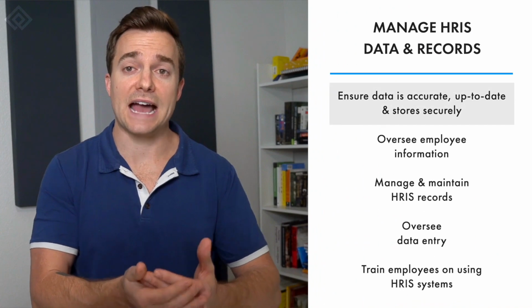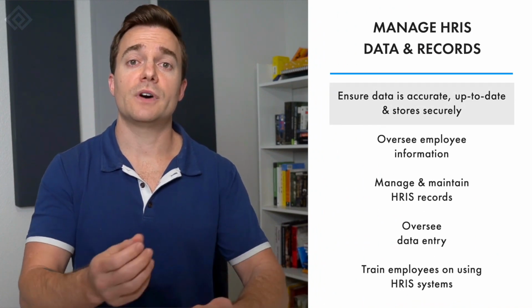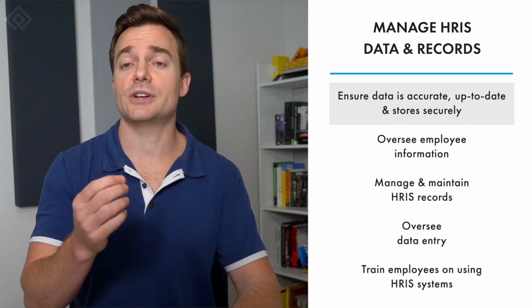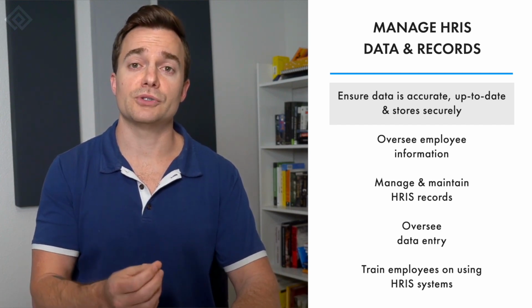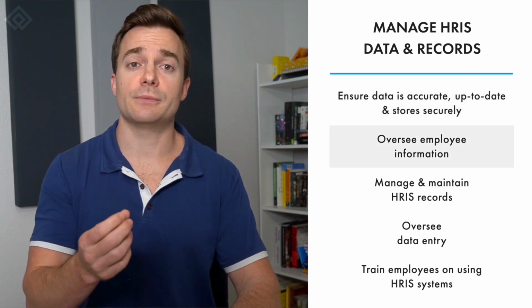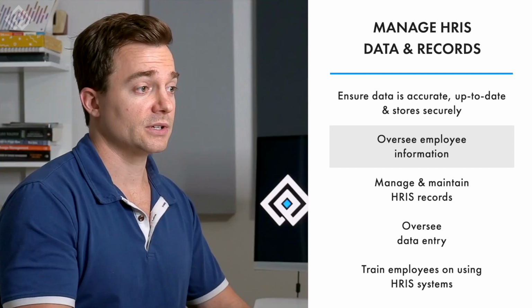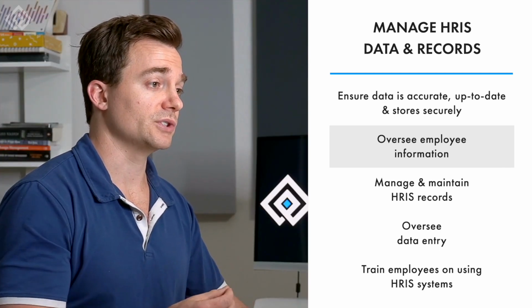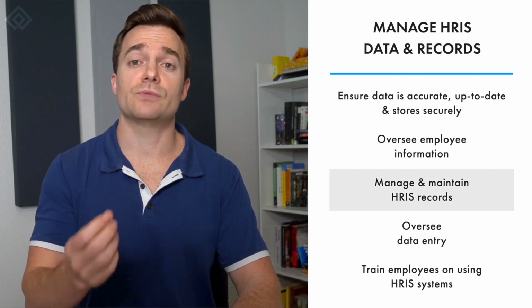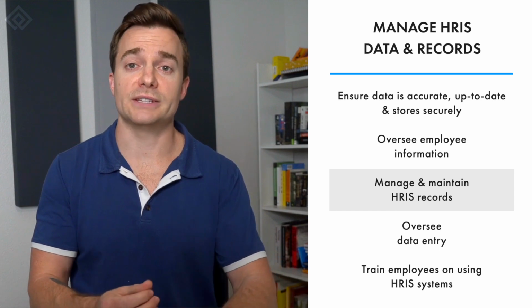Next, an HRIS analyst manages and maintains data and records. This means ensuring the data is accurate, up to date, and stored securely in the HRIS system. It also involves monitoring data quality and making necessary corrections so that the system produces reliable information for decision making. An HRIS analyst oversees employee information such as personal details, employment history, benefits, compensation, and performance evaluations. They also manage and maintain HRIS records such as job descriptions, company policies, and other HR-related documents.